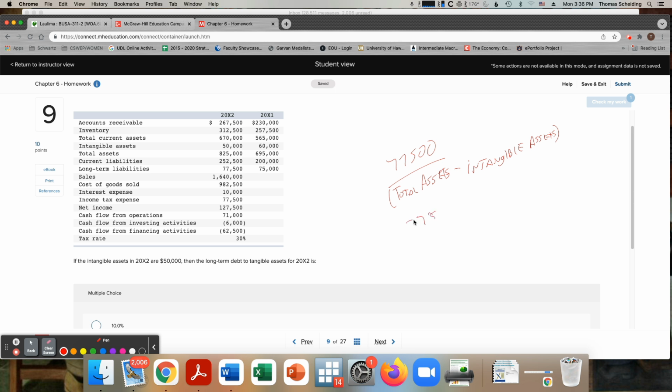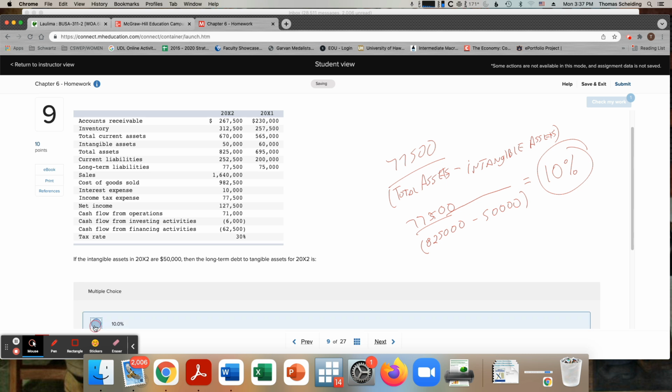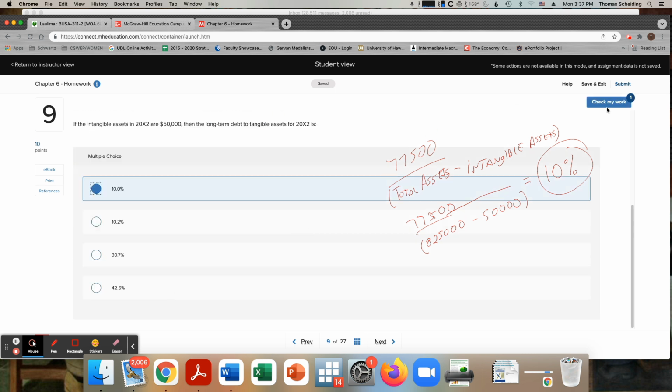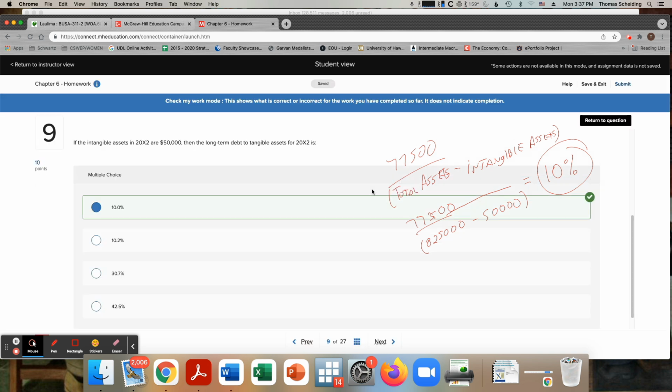So that would be 77,500 divided by 825 minus 50. And the answer there is 10%. Hopefully that is an option. It is. I can see it right here. It is.